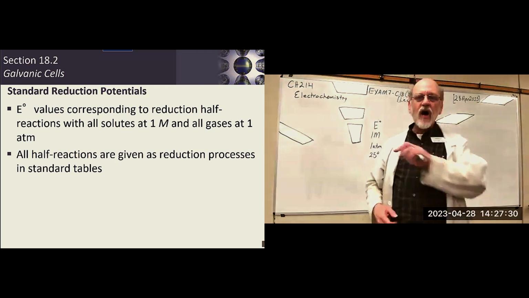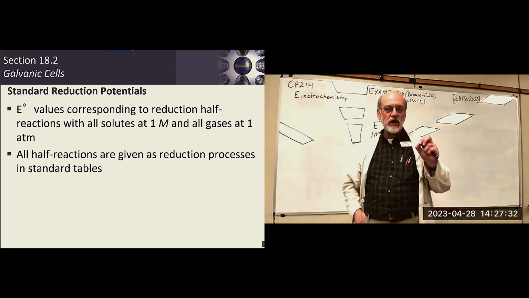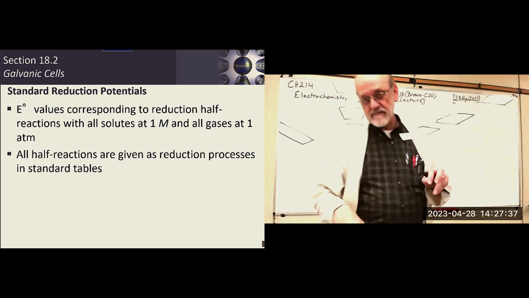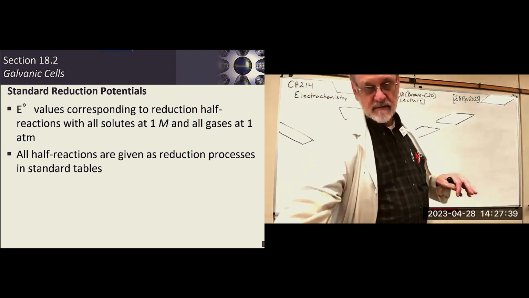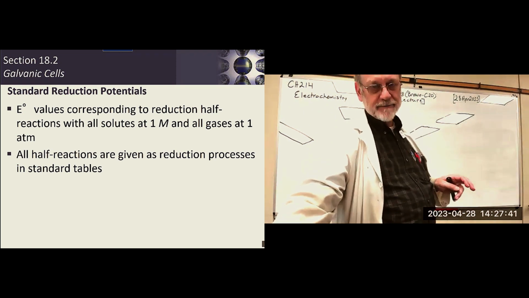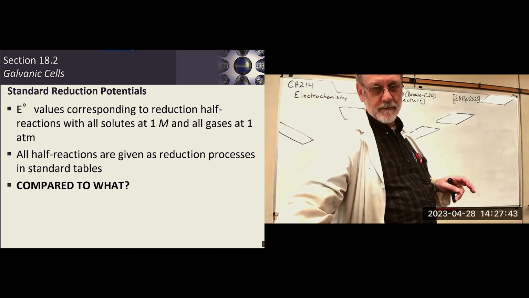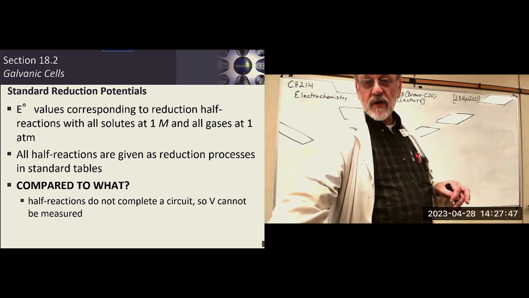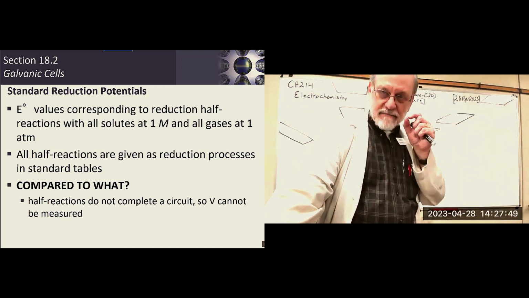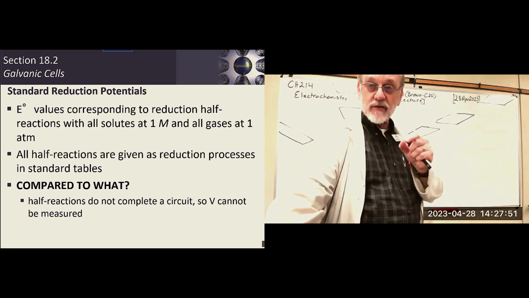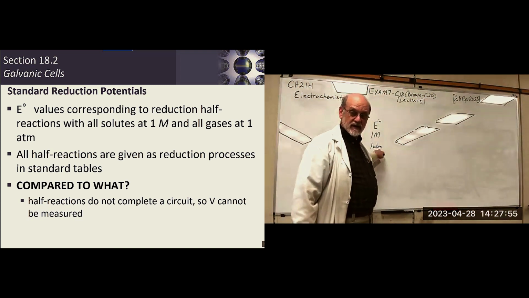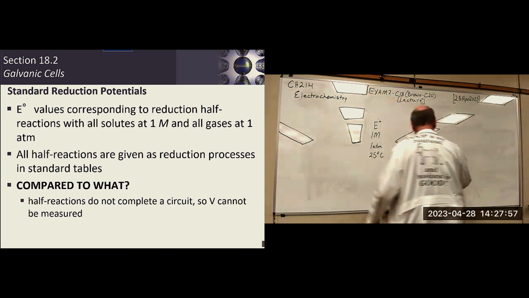The tables always report the values as reductions. Okay, and that's for good reason. Hopefully it'll become obvious here in a second. So what are they compared to? They're always compared to a standard hydrogen electrode that delivers hydrogen at 1 atmosphere pressure.